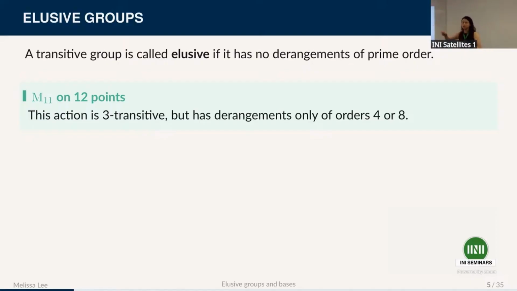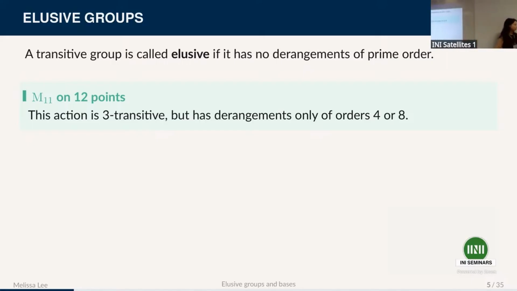This 3-transitive here means that you can take any 3 points and map them to any other 3 points, provided those points are distinct. So this group, in this action, is 3-transitive. There's a lot of transitivity going on, but it only has derangements of order 4 or 8. In particular, that means that if you take one of these derangements and power it up to an element of order 2, it's going to fix some points.